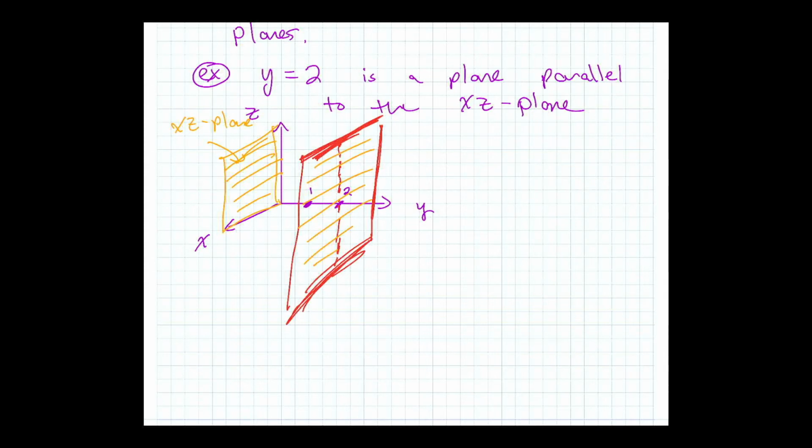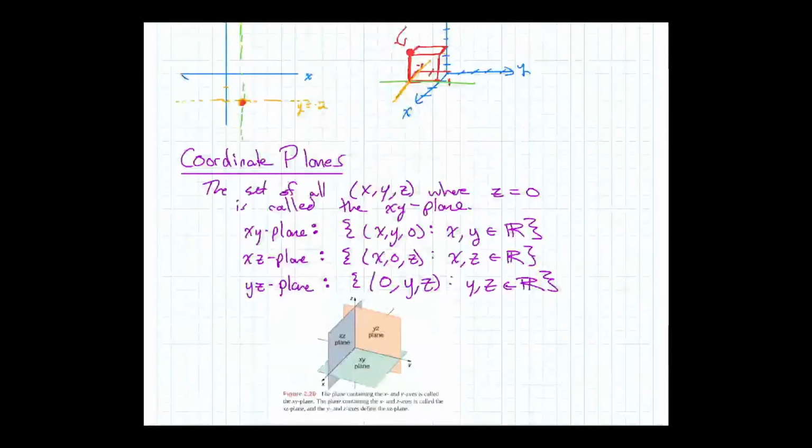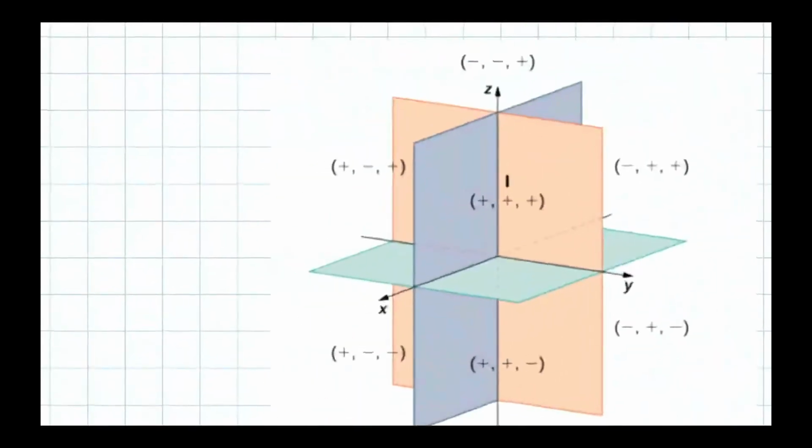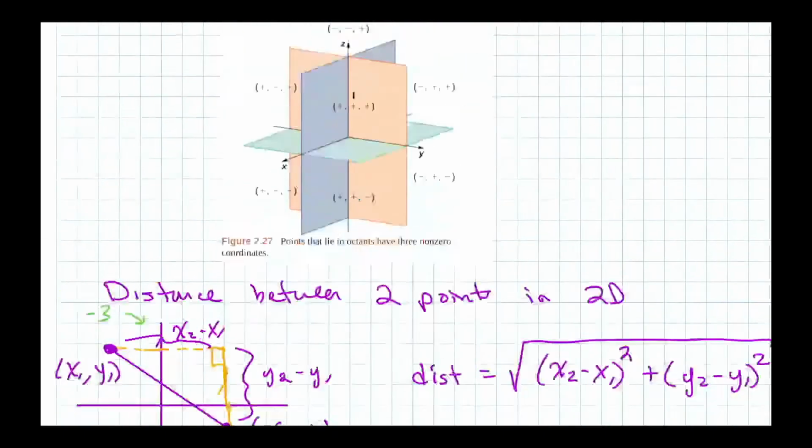So those are planes that are parallel to the coordinate planes. And they're just these planes that we have here, like if you took one of these planes and you just moved this one that direction or that direction, or you can take this one, move it that way or that way, and this one you can move it up or down. And those would be parallel to the original coordinate planes.